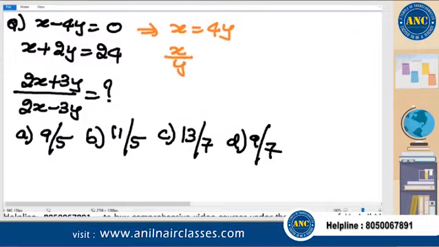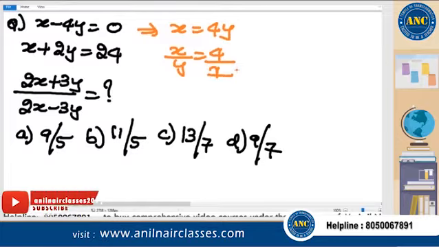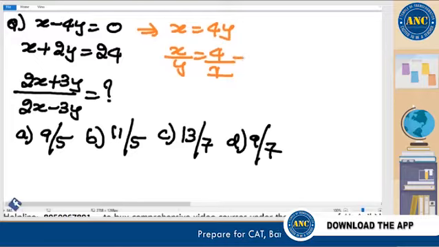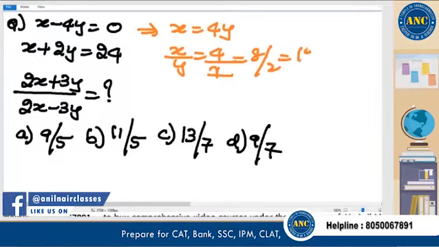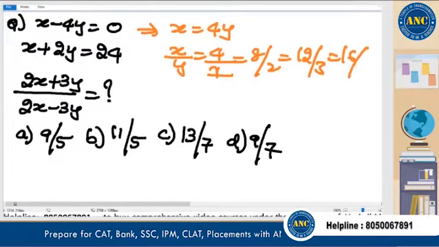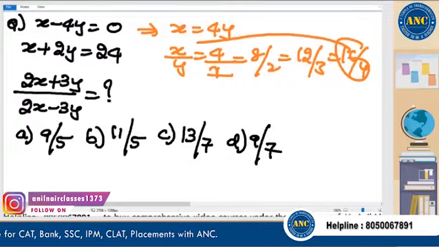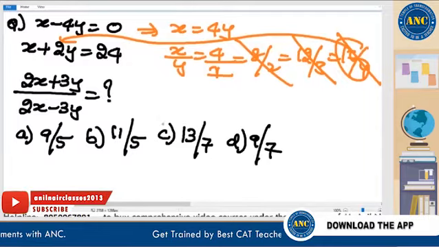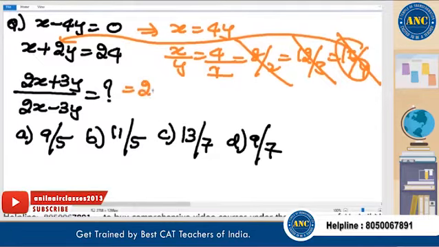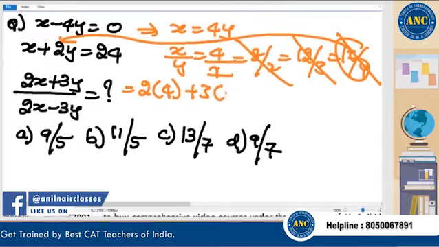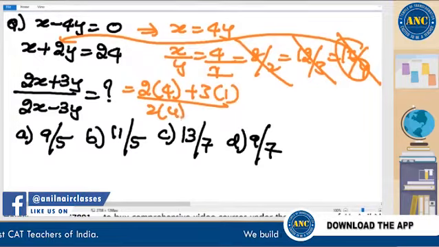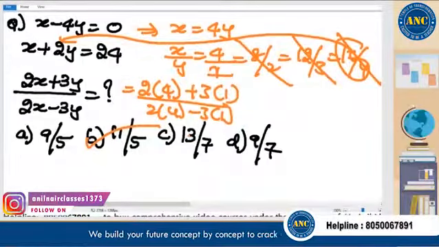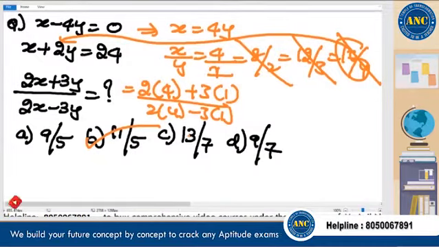X by Y is 4 by 1. So let me satisfy: X equivalent to 4, Y equivalent to 1. In this one, there is one value which will satisfy this equation. I am not worried because it is a ratio. X is 4, Y is 1. So it is nothing but 2 into 4 plus 3 into 1 by 2 into 4 minus 3 into 1. That is 11 by 5. Finish. 11 by 5. I hope the idea is clear.